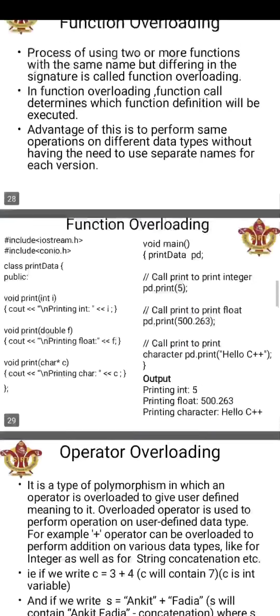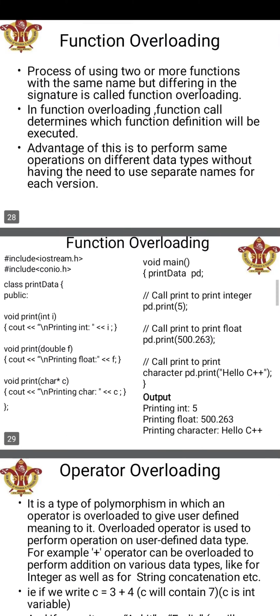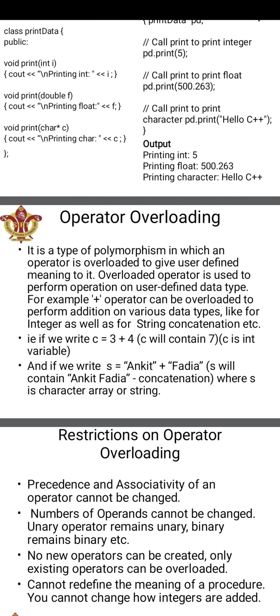So this is an example of function overloading, which is the compile time implementation of polymorphism. Second example for compile time is operator overloading. Like we are overloading the functions, we can overload the operators also. It is a type of polymorphism in which the operator is overloaded to give user defined meaning to it. Overloaded operator is used to perform operation on user defined data types.